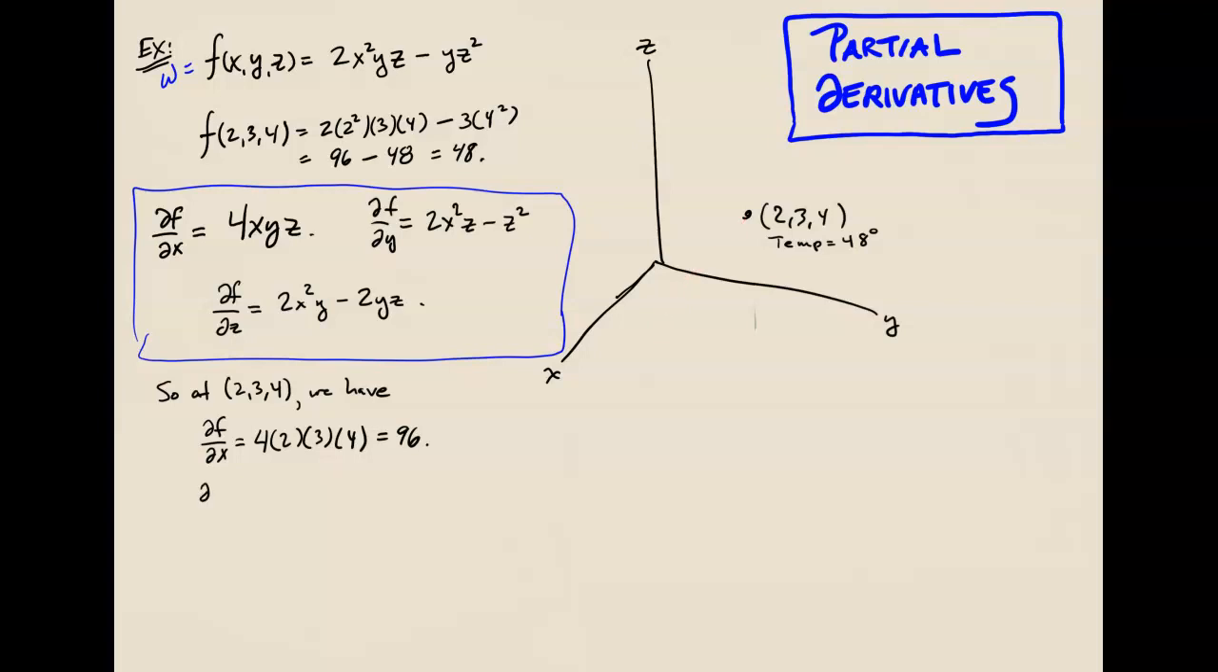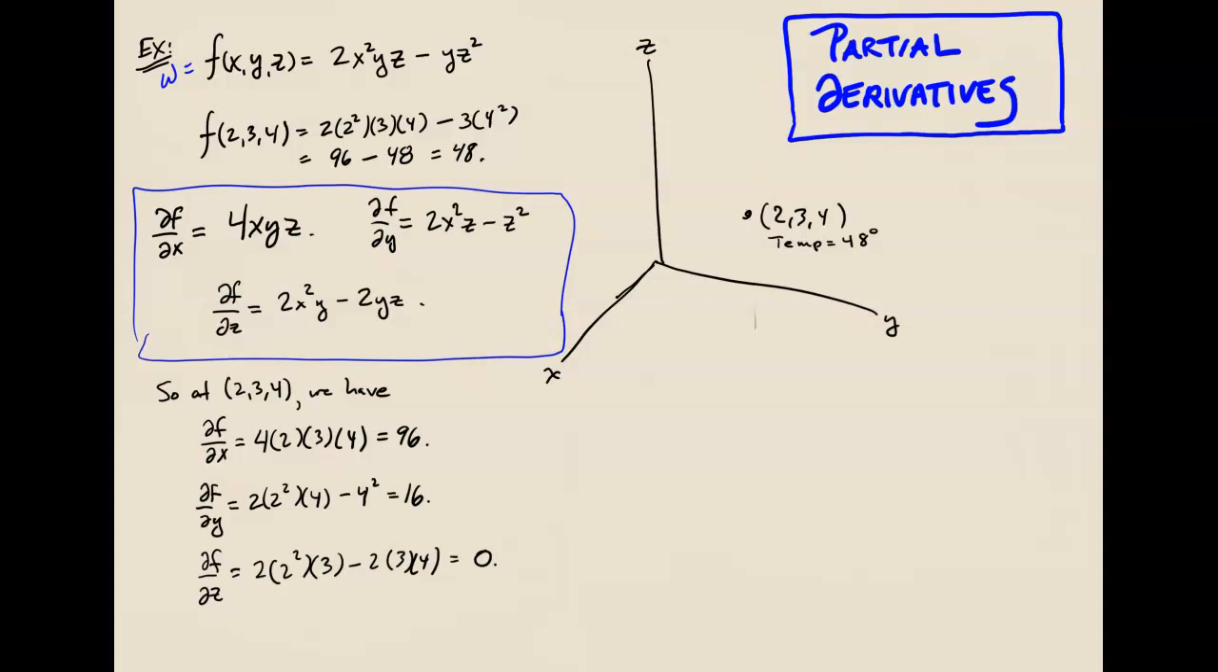Well, at this same point, (2, 3, 4), the partial with respect to y turns out to be 16. So if instead of the x direction, we move in the y direction, the temperature is also increasing, but not nearly as fast. Well, what about if we move in the z direction? What's happening to the temperature as we move away from this point where it was 48 degrees and we go in the z direction? Well, we find that df/dz turns out to be 0, meaning that if we move in the positive z direction on an infinitesimal scale, the temperature isn't changing at all.